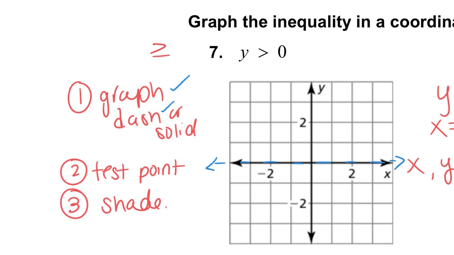Now I'm going to use a test point. Do not use a test point of 0, 0 when it's on the what? Boundary line. In this case, we can use 1, 1, which is right over here. If I test that point, we already know that 1, 1, we have x and y. If I substitute for y, I'm going to have y is greater than 0. Is this true? Correct. Therefore, you're going to graph where you tested the point. In this case, it's going to be right over here, up here. And this is it for number 7.